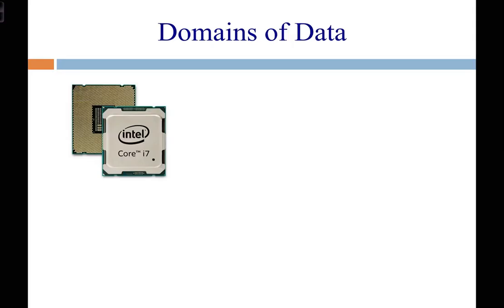So, data is right there in the name of the class, what it's all about. Computers obviously are all about data. That's all they do, is move and manipulate data. So let's talk about the domains of data that you've seen and then what we will see.